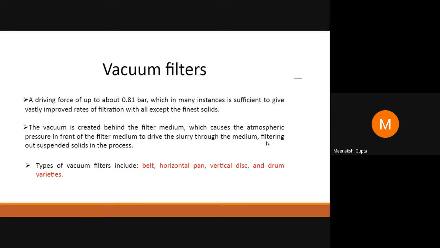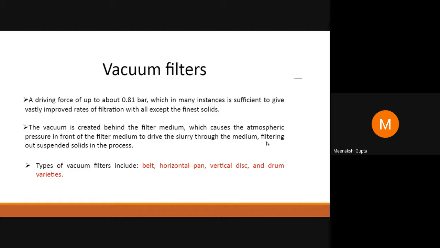Next is vacuum filter. We attach a vacuum pump, which creates a negative pressure below the filter media. Okay, at the same time, just above the filter media, there is atmospheric pressure. Atmospheric pressure and negative pressure create a pressure difference. Okay, so vacuum filtration, you must have heard about it. This can be done in laboratory very easily.